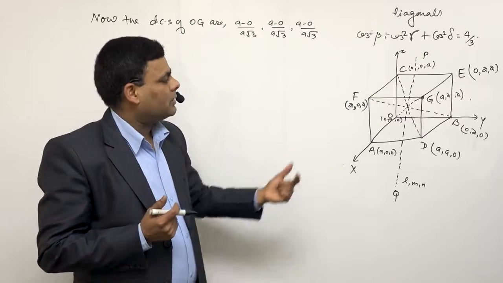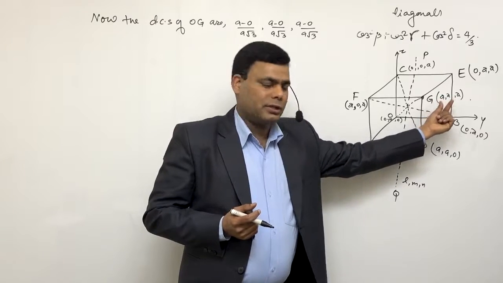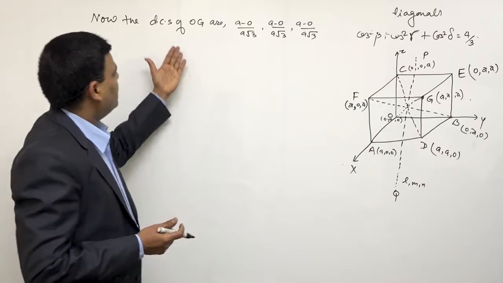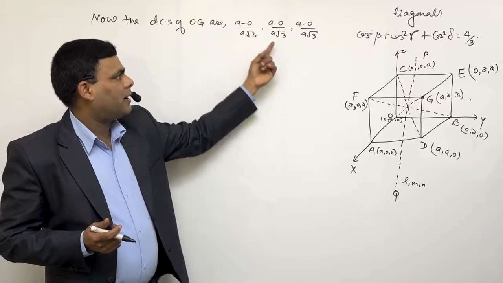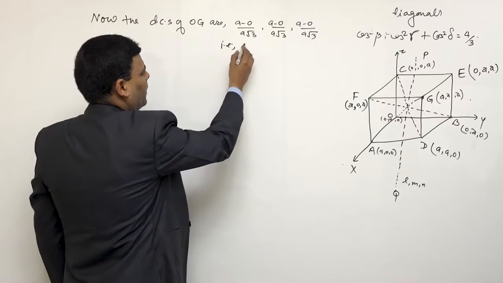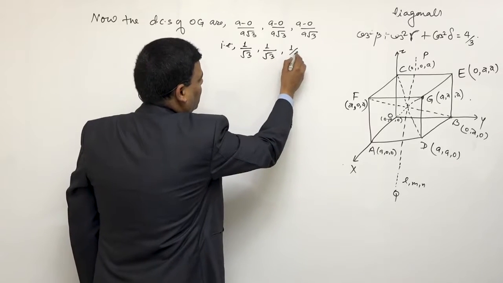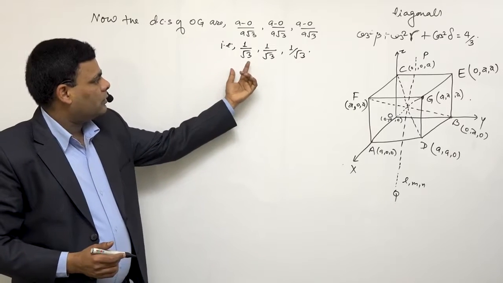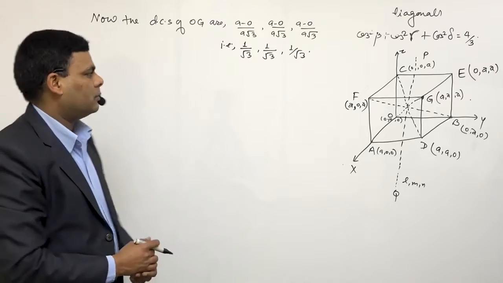For simplicity, we can take the coordinates of point G as x2, y2, z2 and the coordinates of the point O as x1, y1, z1. In this way, the direction cosines of OG are (a minus 0) by a root 3, (a minus 0) by a root 3, (a minus 0) by a root 3. That is 1 by root 3, 1 by root 3, 1 by root 3. In this way, we found the direction cosines of OG as 1 by root 3, 1 by root 3, 1 by root 3.